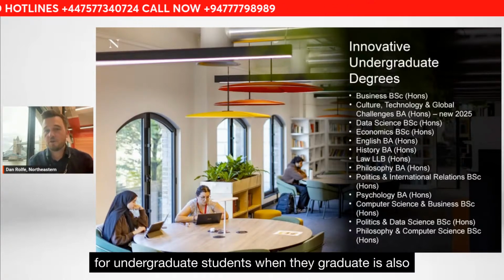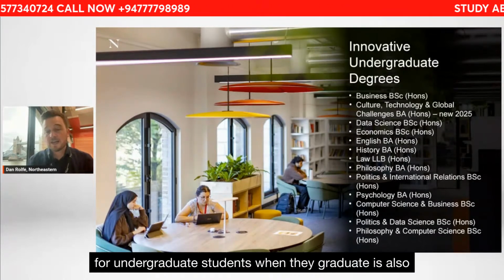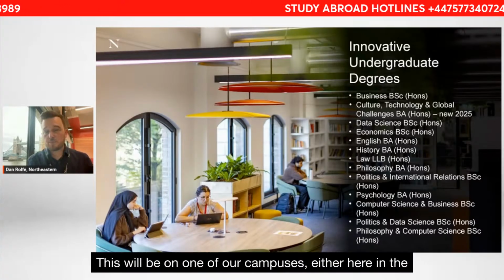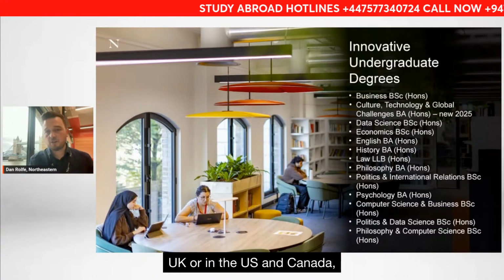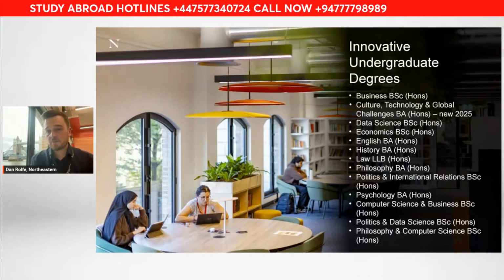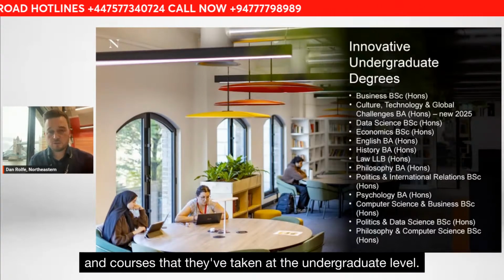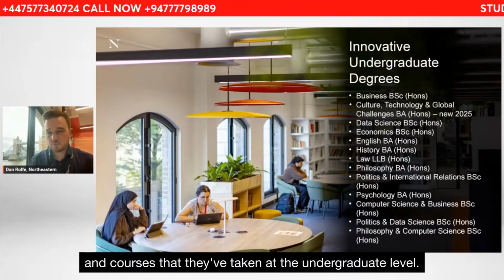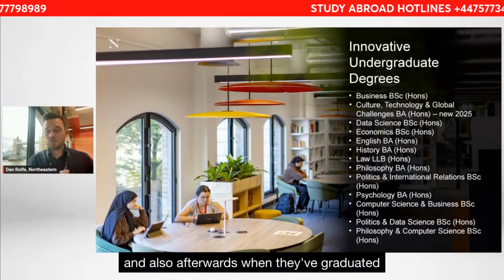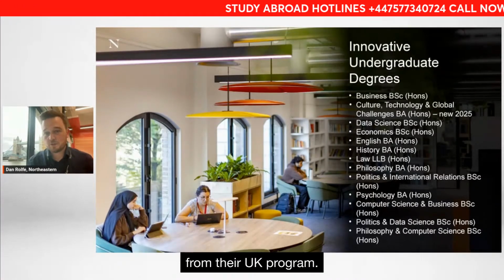Lastly, a final option for undergraduate students when they graduate is also to take an accelerated master's. This will be on one of our campuses, either here in the UK or in the US and Canada, and they'll take a US master's within 1 year. This is based on the electives and courses that they've taken at the undergraduate level. So lots of options, both within the degree program and also afterwards when they've graduated from their UK program.